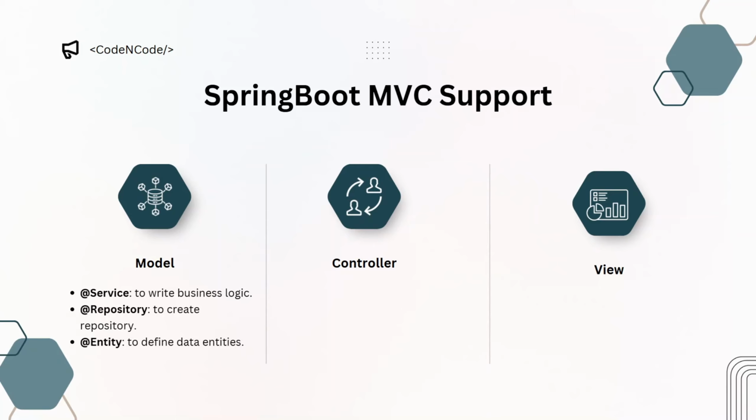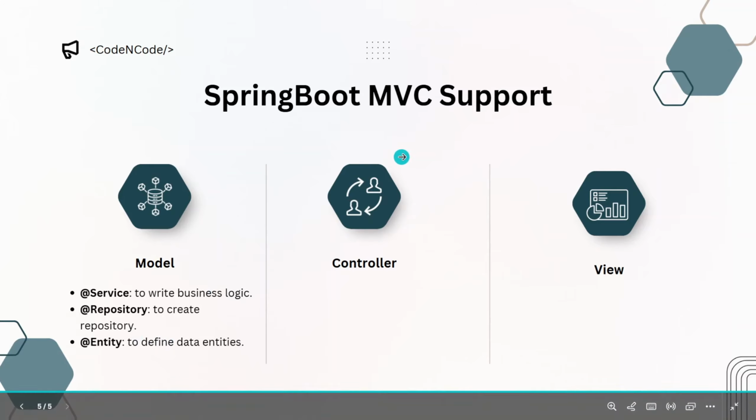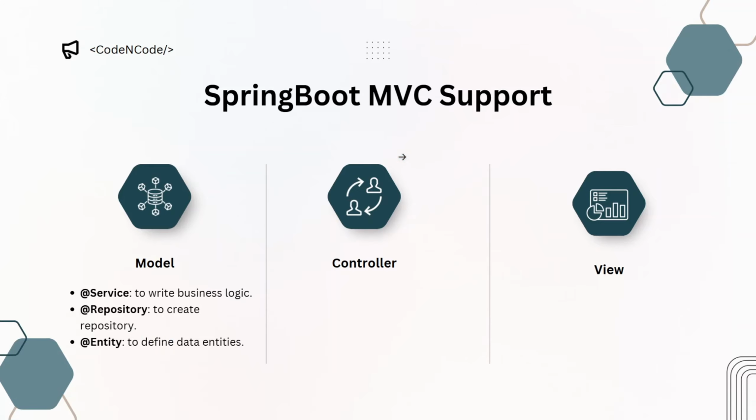And then we have @Entity, which is provided by Spring Data JPA. Spring Data JPA internally uses JPA, which provides @Entity, and this is used to define entity classes. Entity classes are nothing but basically tables in the database, right? And we have also seen this in action in the last lecture, right? So for the model component, Spring Boot provides these three annotations: service, repository, and entity.